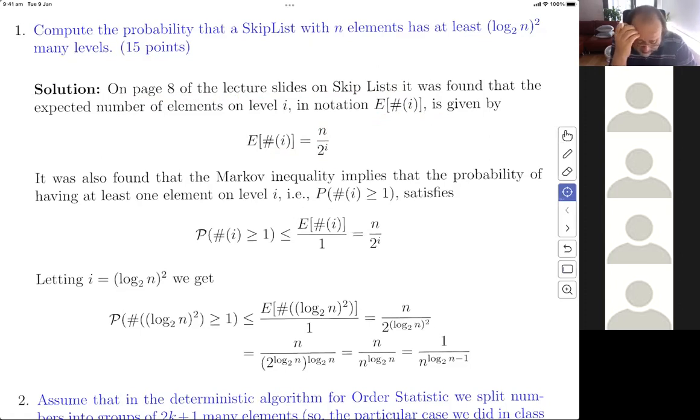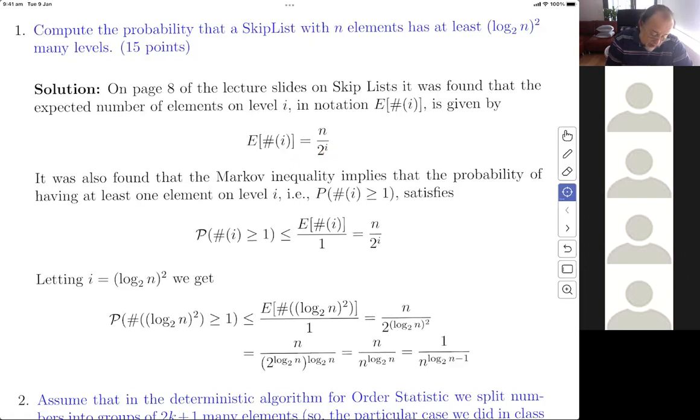And you remember that's because the probability that you have a link of level i is equal to the probability that you get i many consecutive tails, right? At least i many consecutive tails, and the probability of this is of course 1/2 to the i, and you have n elements. For each the probability is 1/2 to the power i, so then the expected number of all elements on level i is n divided by 2 to the i, okay?